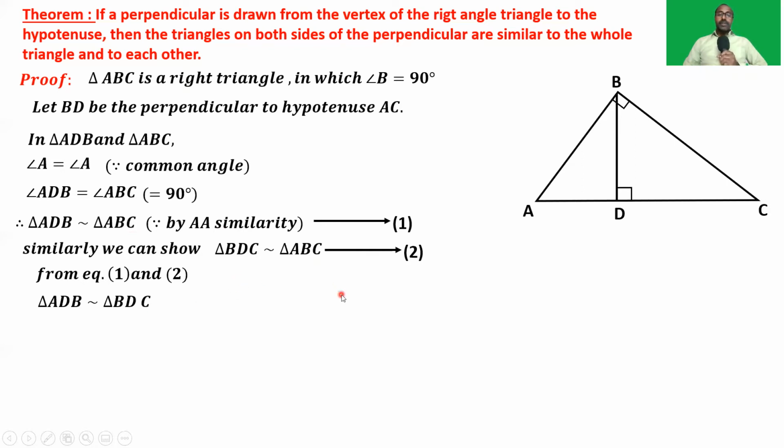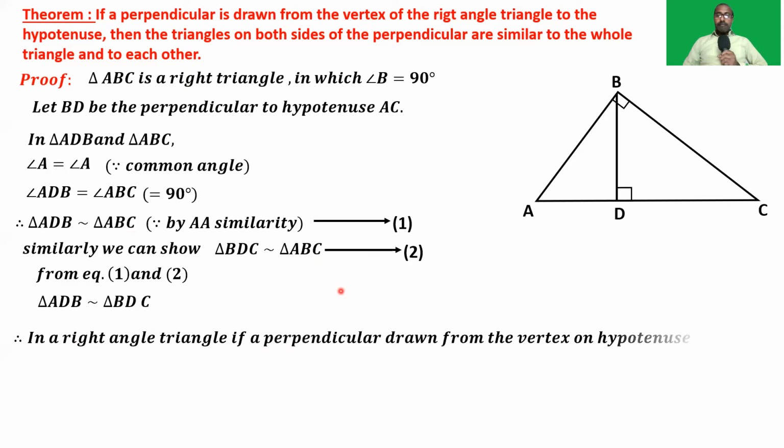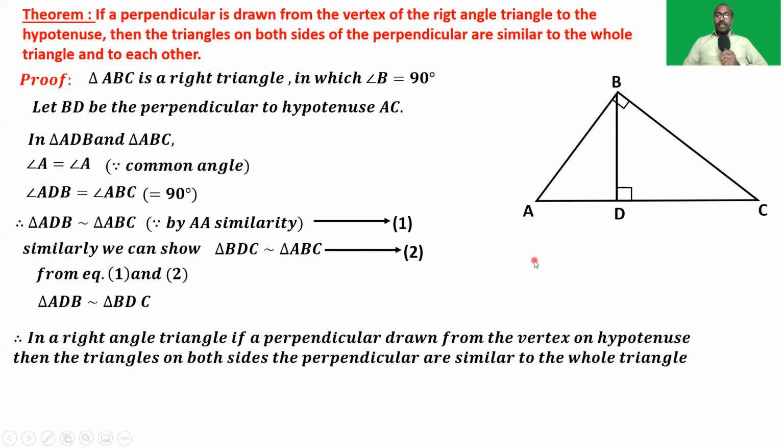Hence we proved the theorem that if in a triangle a perpendicular is drawn from the vertex on the hypotenuse, then the triangles on both sides of this perpendicular are similar to the whole triangle and also they are similar to each other. So, we need to remember this theorem while proving Pythagoras theorem.